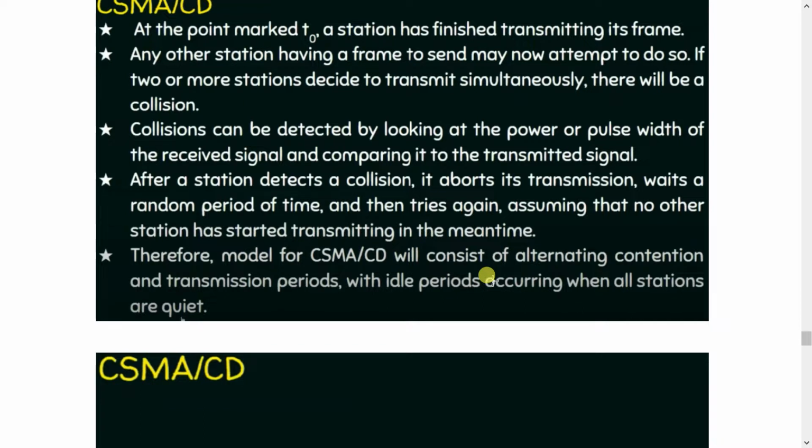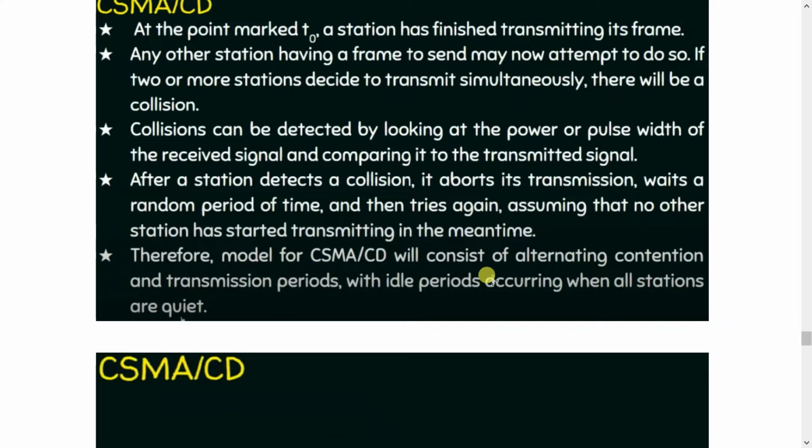Convolution means that the shape of one pulse will get affected by the shape of the other pulse, and the resulting signal will have a duration equal to the sum of the duration of the two individual pulses. So if pulse 1 has a duration of 10 milliseconds and pulse 2 has a duration of 10 milliseconds, and they convolve with each other, they collide with each other, then the resulting signal will have a duration of about 20 milliseconds. So it doubles.